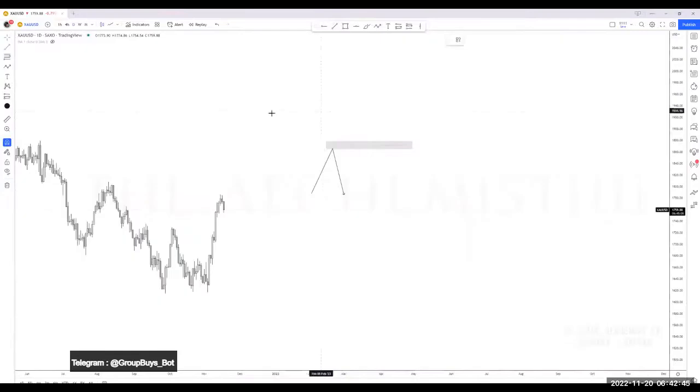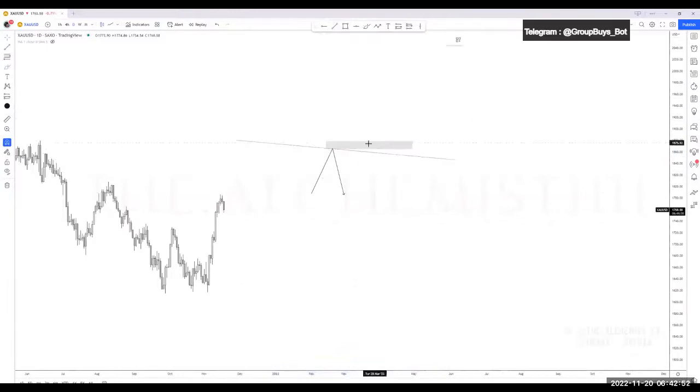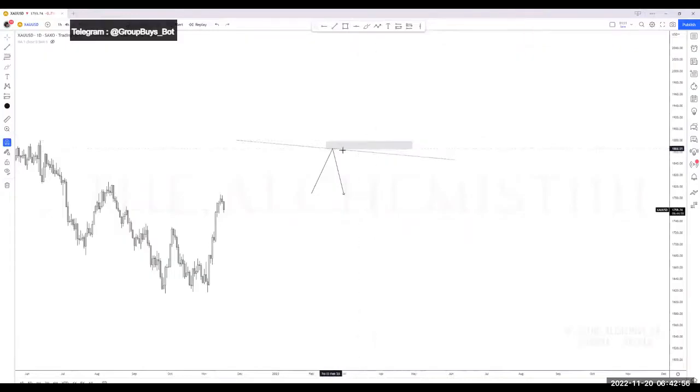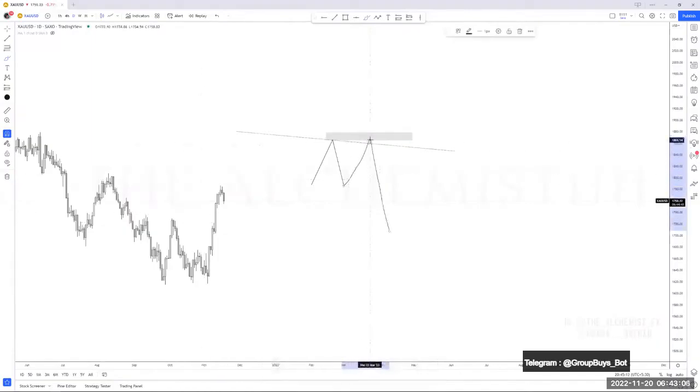So if a trend line is in line with this area like this, now we have almost two resistances, right? We have the key level of the daily, a resistance, as well as a trend line. So a trend line can be used as confluence. So you can expect price to tap into the trend line and into this and then drop.